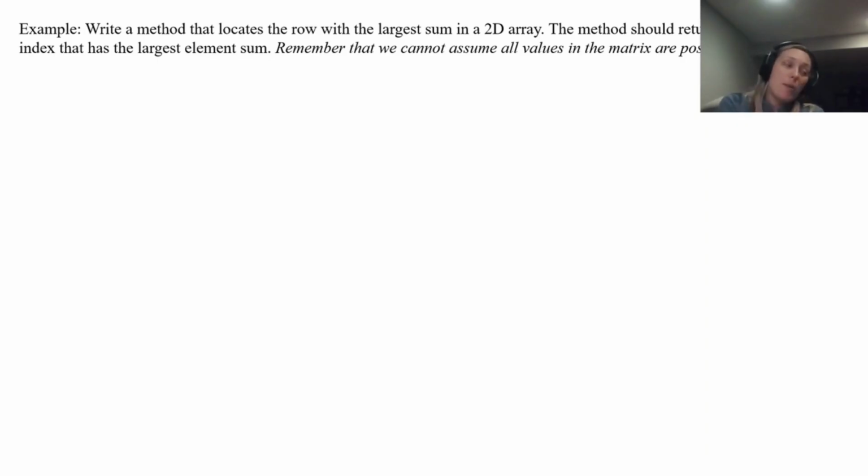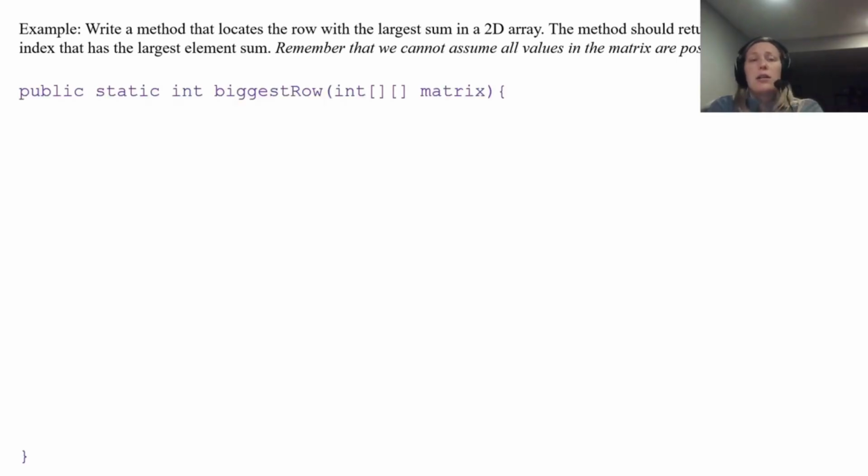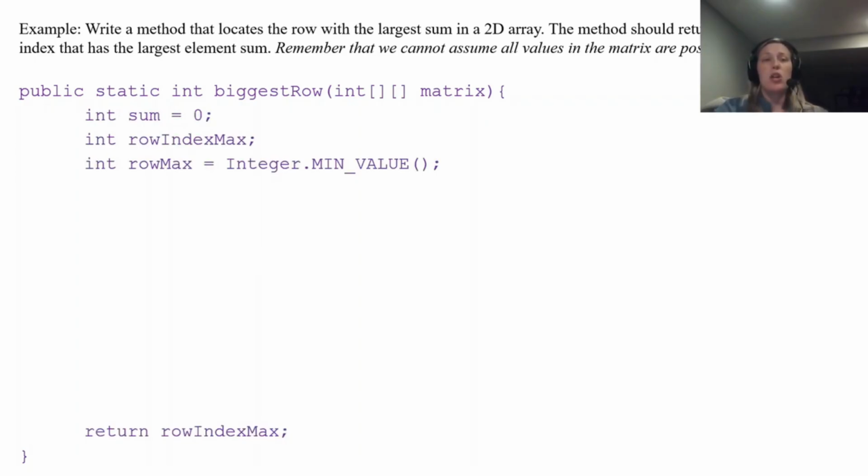But this is going to be a slightly bigger problem here because we have to keep track of a lot of things. Let's start off with the header. Okay, I'm only given a matrix, a two-dimensional array. Okay, and then what I want to return is the row index with the largest element sum. So I need to define a few variables here. I first need the sum of the row, so I'm going to define a variable called sum. I'm going to define a variable called row index max. I'm not going to set it equal to anything right now. I don't really need to. You could set it equal to 0, I suppose, if you want, but it'll be changing as I go through.